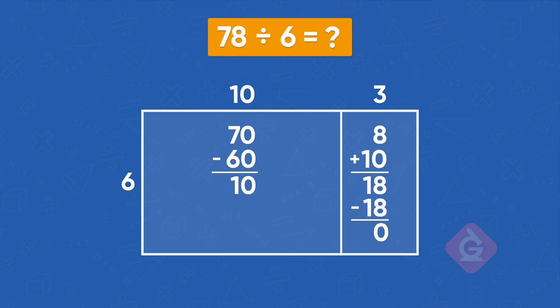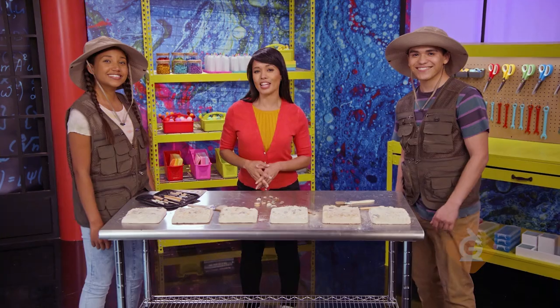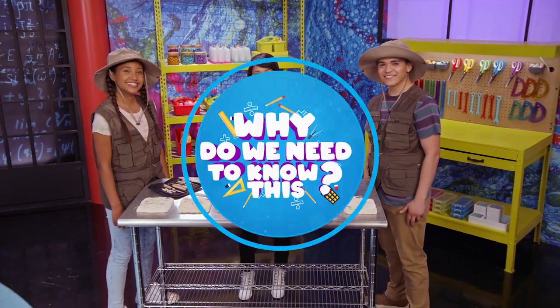So to find the answer, we add up the length along the top of the box. 10 plus 3 equals 13. Hey, that's the same answer we got before. It is. The area model lets us divide by any amount we feel comfortable with, as long as we don't go over the total amount we have. Does this work for any number? It sure does. Next, let's try to divide a 3-digit number.